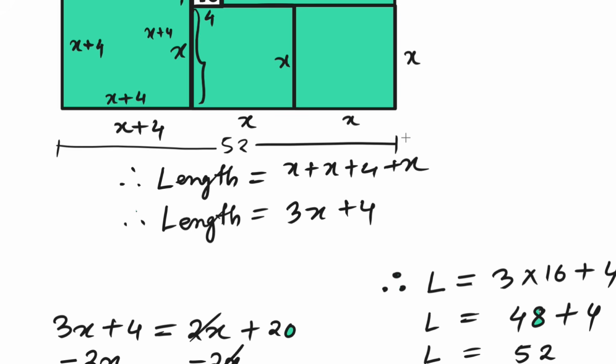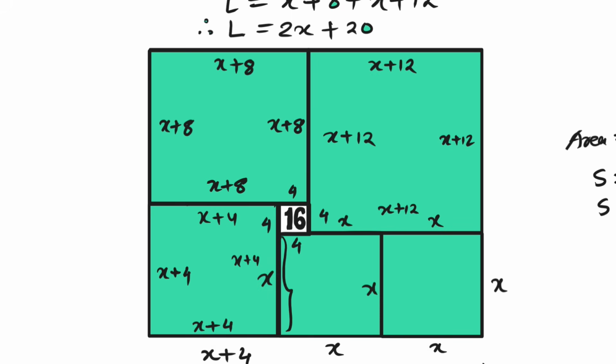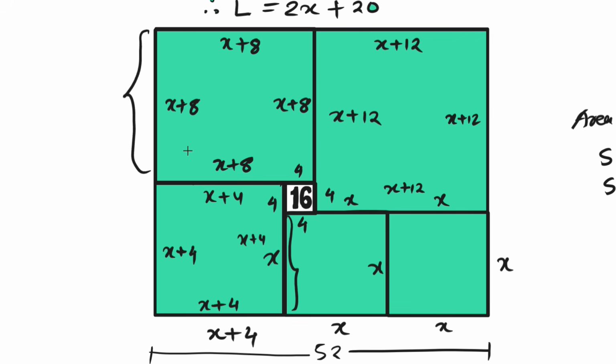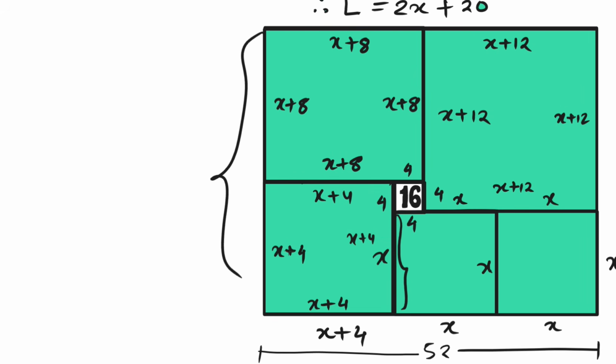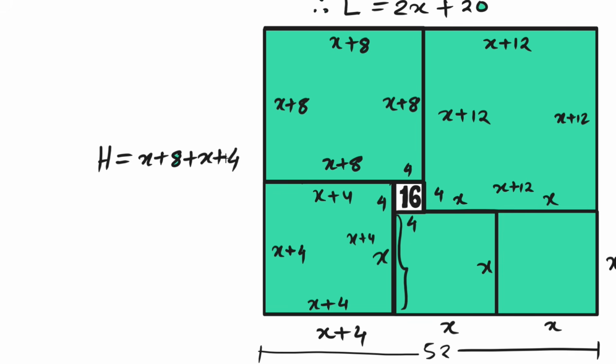Now we need the other dimension, the height of the large rectangle. Let's look at the left side. The upper left square contributes a height of x plus 8, and the lower left square contributes a height of x plus 4. Since these two sections are stacked on top of each other, we add them. So the total height is x plus 8 plus x plus 4. Combine the x terms to get 2x, and combine 8 and 4 to get 12. Therefore, the height is 2x plus 12.